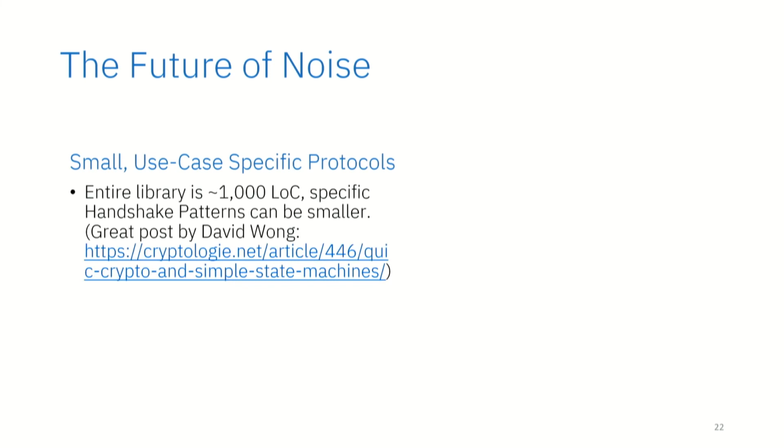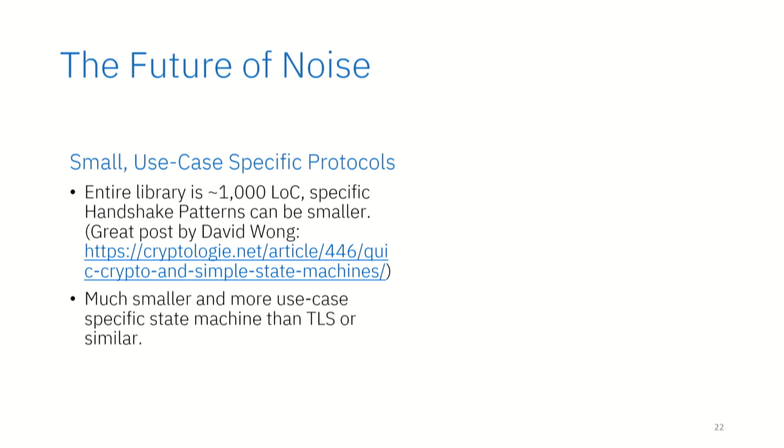As I said before, I'm really giving myself a lot of leeway and also including some crypto primitive stuff. There's a great post by David Wong that compares Noise to existing work, and it's really cool because it gives you an intuition of how this stuff can be used in the wild. Even here at Real World Crypto, I've already met people who are using Noise for stuff that I didn't know about, which is great. And it has the potential to be much smaller and have a more use case specific state machine than TLS or similar.